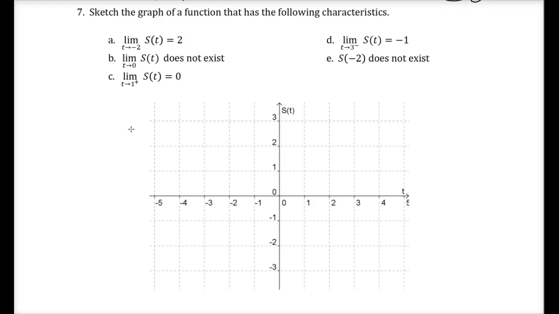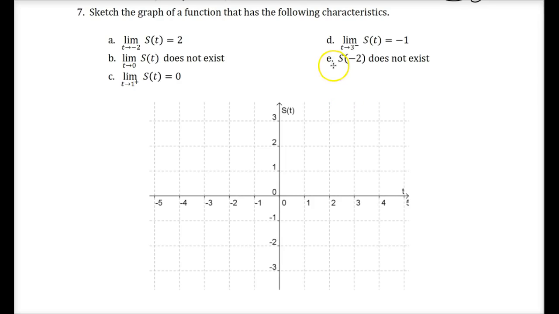Please note that the graph that you come up with may be different than the graph that I come up with, but all these properties here, A through E, have to be shown in that graph. That's the one thing that cannot change, okay? Or they cannot be different, I should say. All right, so for A, we're saying that the behavior of the function s of t as t approaches -2 from both the left and the right must actually be 2, okay? So that means the function has to look like it is going towards a y value of 2, okay?